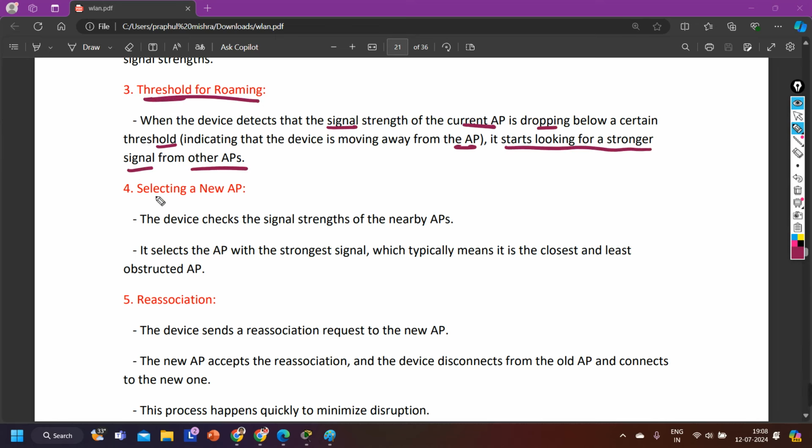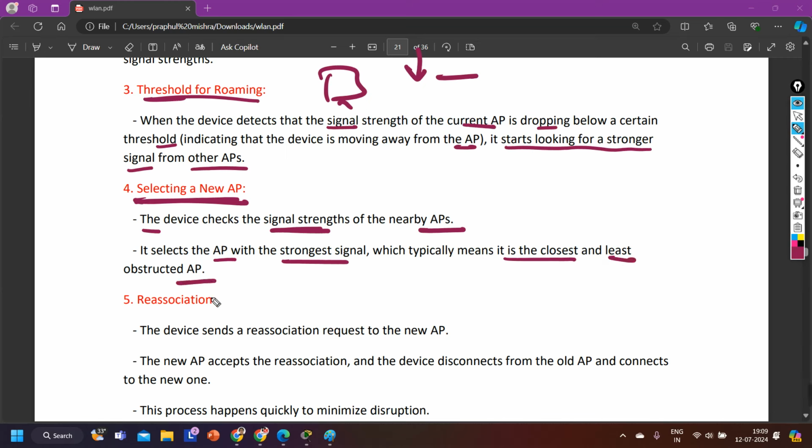Okay, and then guys, selecting a new AP. How is the client machine going to select a new AP? First the device is connected with an AP, then it is scanning for a new AP, for all other available APs. And if signal strength is dropping below a certain level, then your client machine is going to scan for a stronger signal from other APs. Now how is the client machine going to select a new AP? The device checks the signal strength of nearby APs. If signal strength is dropping, that means I am moving away from the AP. Maybe now I am nearby another AP. So the device is going to check the signal strength of nearby APs. It selects the AP with the strongest signal, which typically means it is the closest and least obstructed AP.